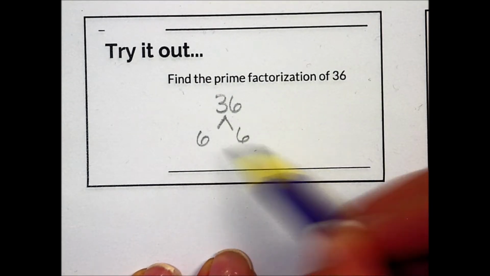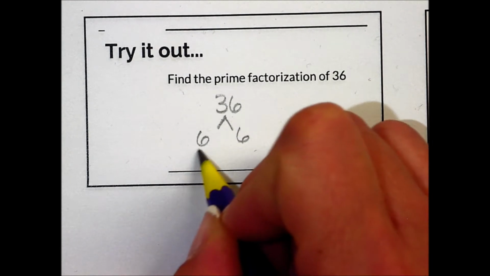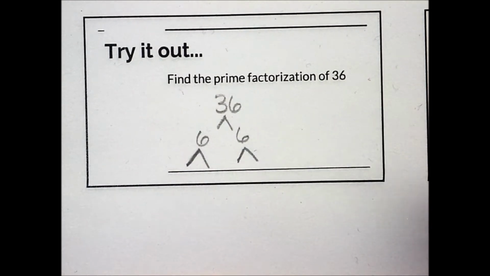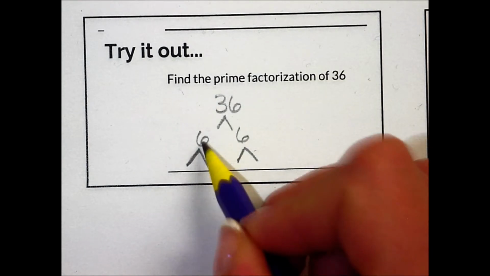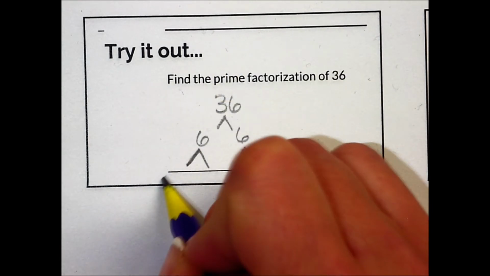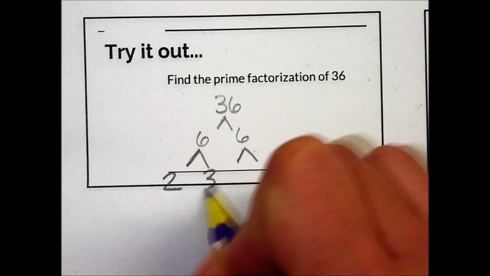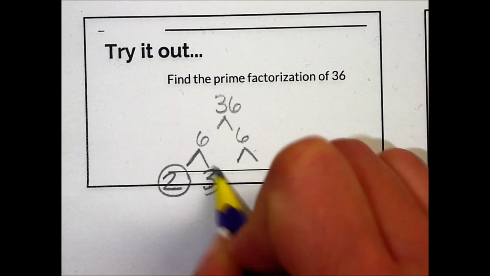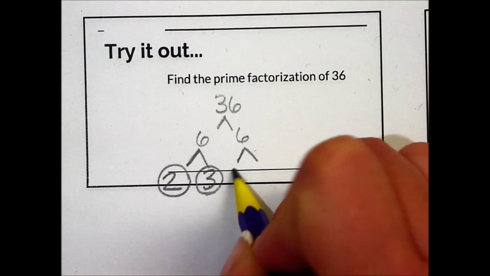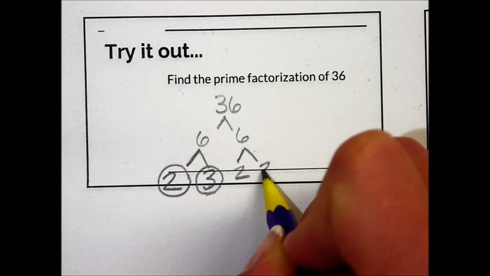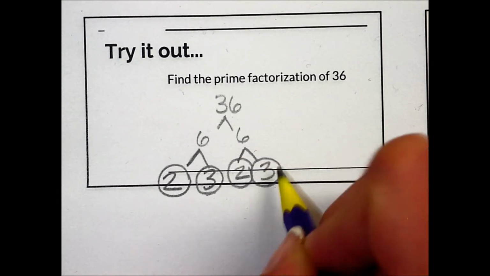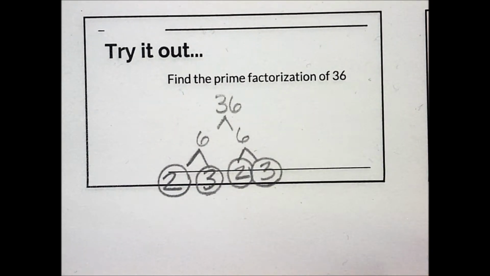6 is a composite number, so I won't circle either one of these. I'm going to continue my tree with branches. Okay, I can get 6 by multiplying 2 times 3. 2 and 3 are both prime, so I will circle them. Now for this 6. Again, 2 times 3. We'll circle both of these as well. Everything circled. I found my prime factorization.